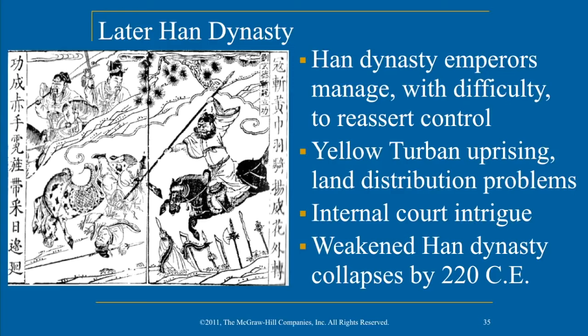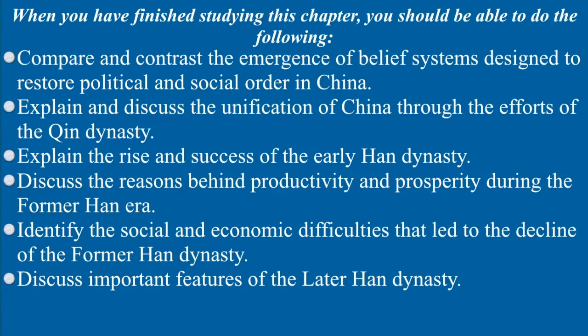And there was a lot of internal court intrigue, meaning there were scandals and assassination attempts and all kinds of juicy gossipy stuff you can read about in your book. And there was a weakened Han Dynasty that collapses by 220 CE. Here we go, I made it to the end.